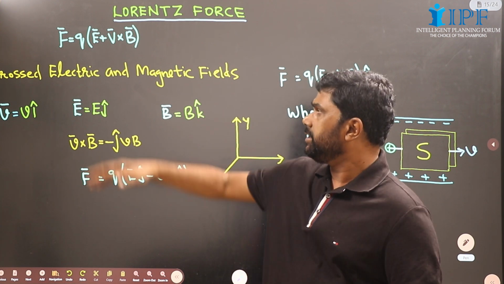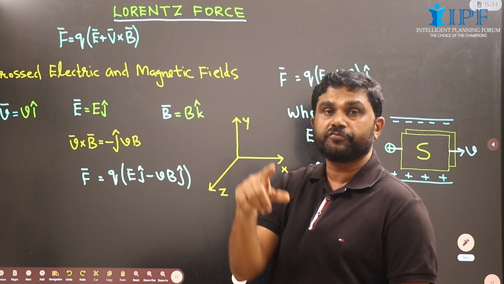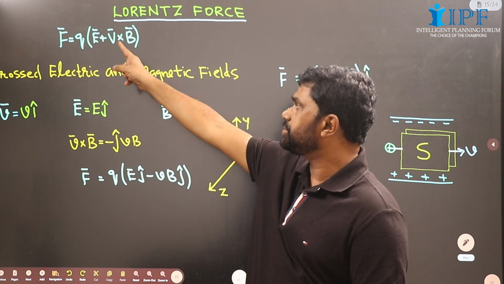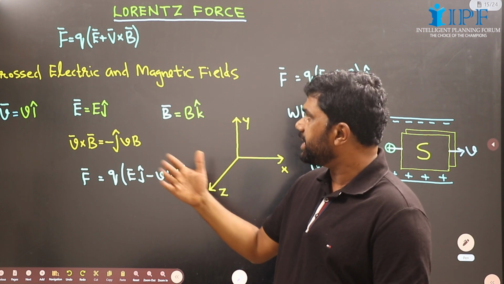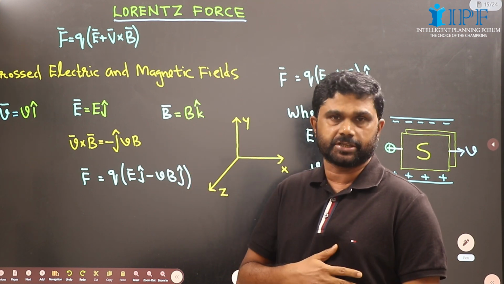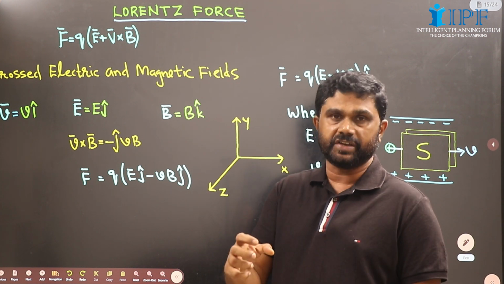When a particle is moving through an electric field as well as a magnetic field, the force will be electric force plus magnetic force. Electric force is qE and magnetic force will be qv cross B. Crossed electric and magnetic fields means these two field vectors are perpendicular to each other, and the particle is moving perpendicular to both the fields.